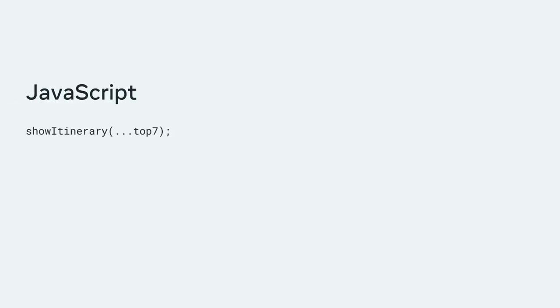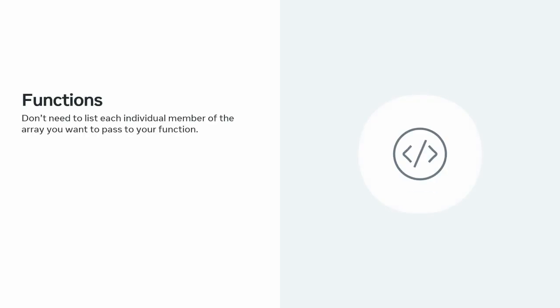The spread operator simplifies things. Let's try it now. I type the showItinerary function, then open parenthesis, 3 dots, top7, close parenthesis, semicolon. That's it. I used the spread operator by placing it in front of an array, which is passed to the showItinerary function. The advantage of this approach is that you don't have to list each individual member of the array that you want to pass to your function. The syntax is clear, concise, and easy to type.